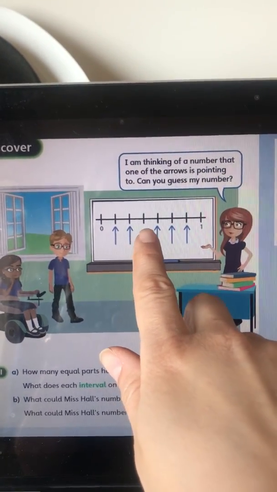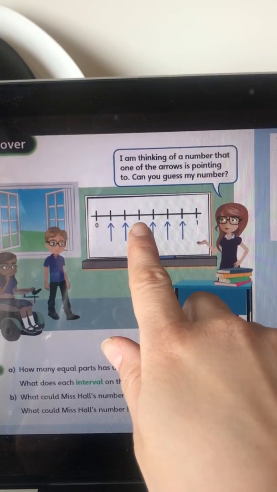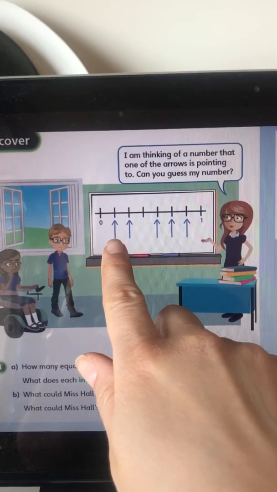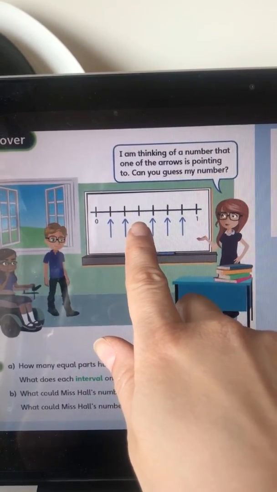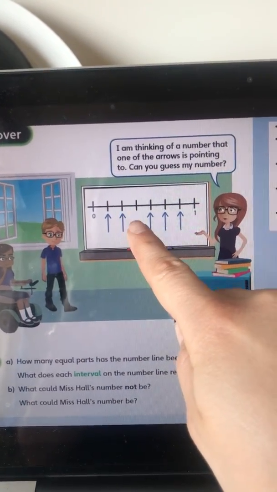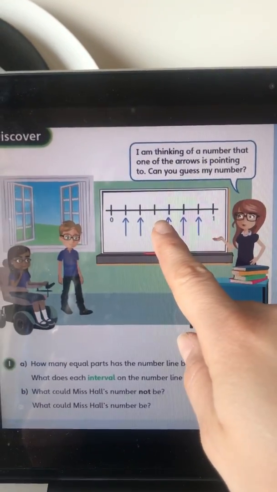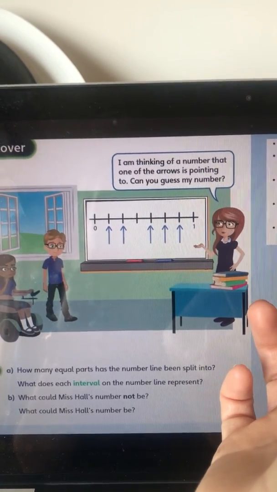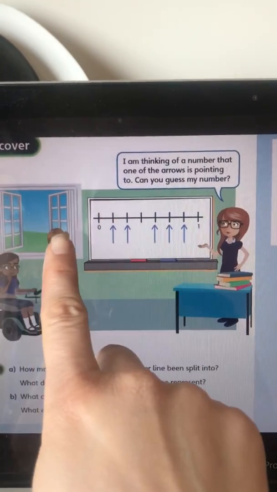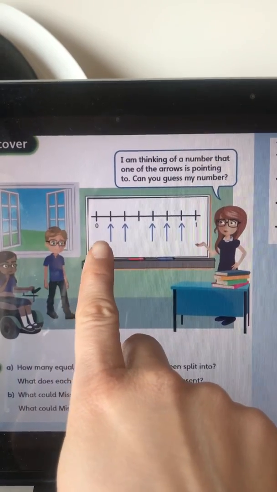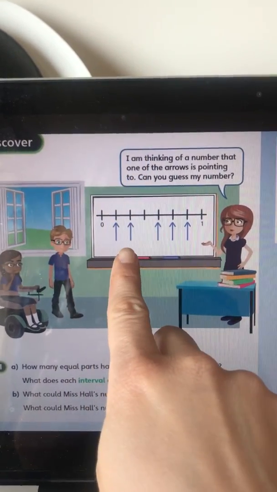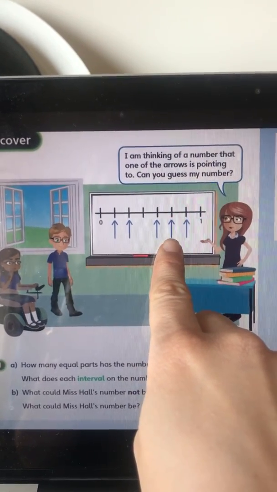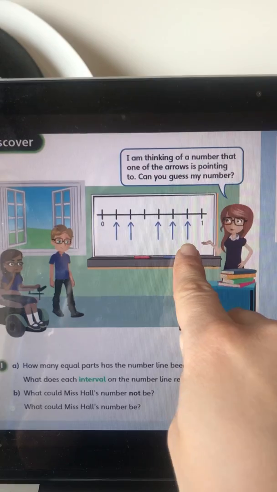So the question is then, what is this fraction worth? If we count up in fractions, remember it's out of sevenths. So 1/7, 2/7, 3/7. So we know that her number cannot be 3/7. So then, what could her number be? There are 5 other options. Her number could be, say it with me, 1/7, 2/7, 4/7, 5/7, or 6/7. Okay.